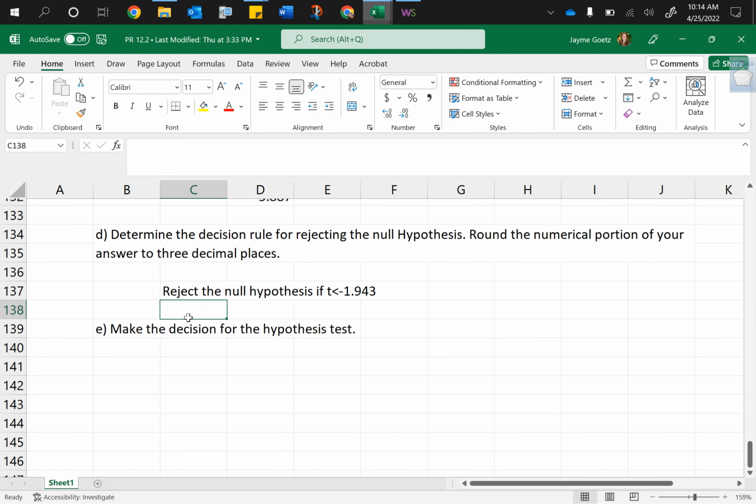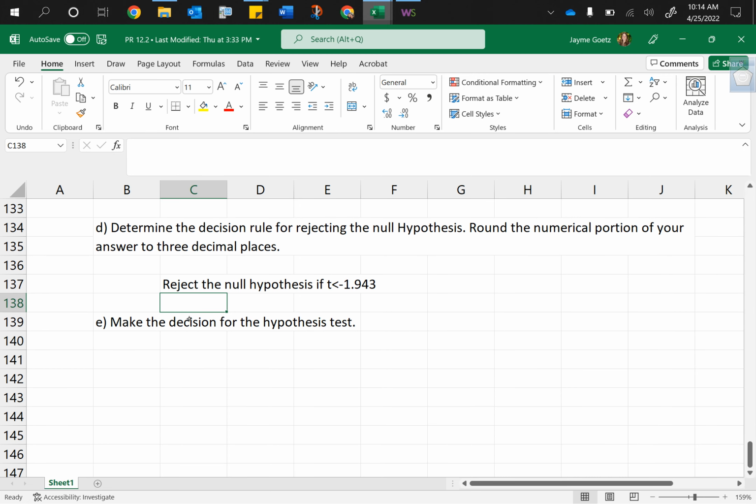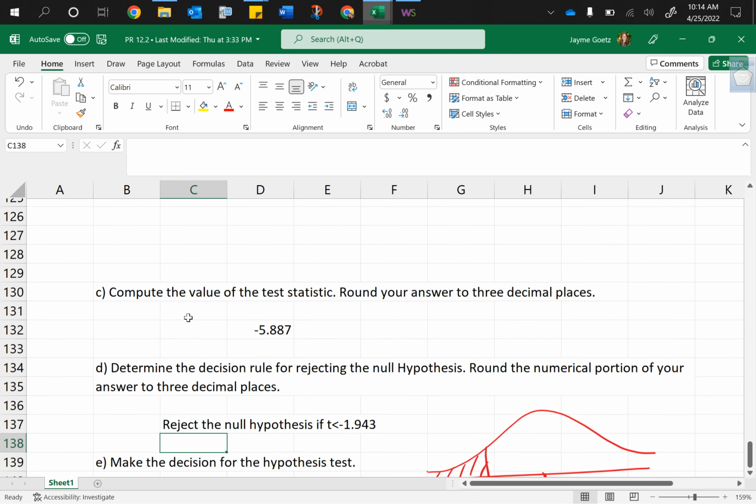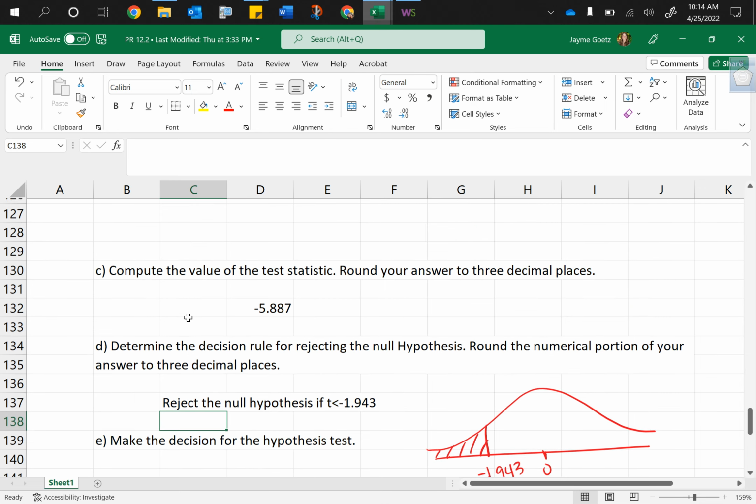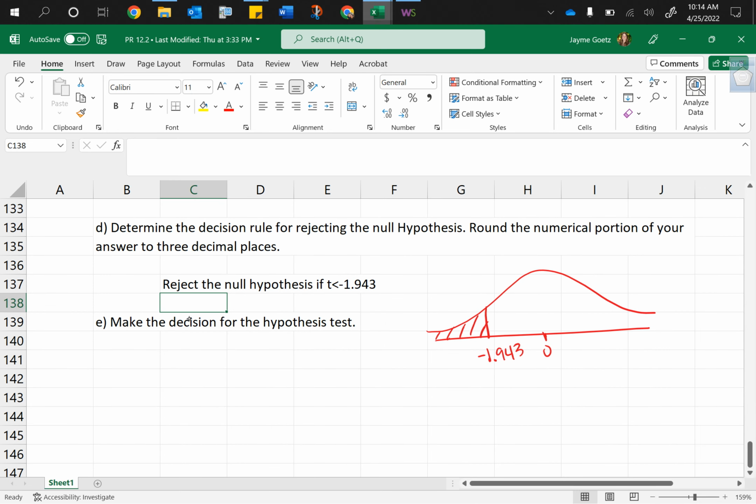Then finally, they want me to make the decision for the hypothesis test. So we've already said, here's the decision rule, here's my mean. We want to reject it if it's less than negative 1.943. That's my rejection region. What is my test statistic here? Negative 5.9. So tell me, do I reject or do I fail to reject? Reject the null.